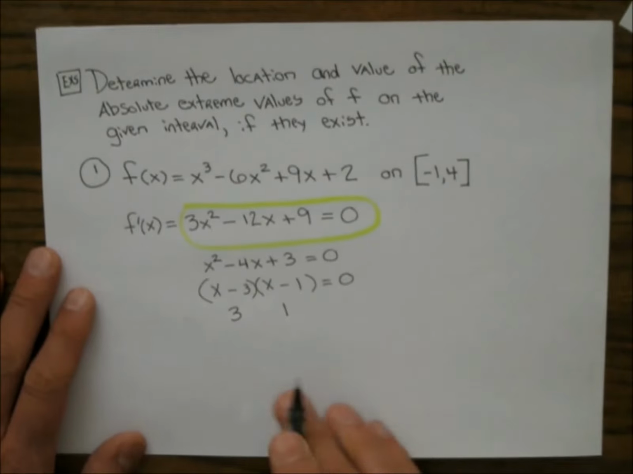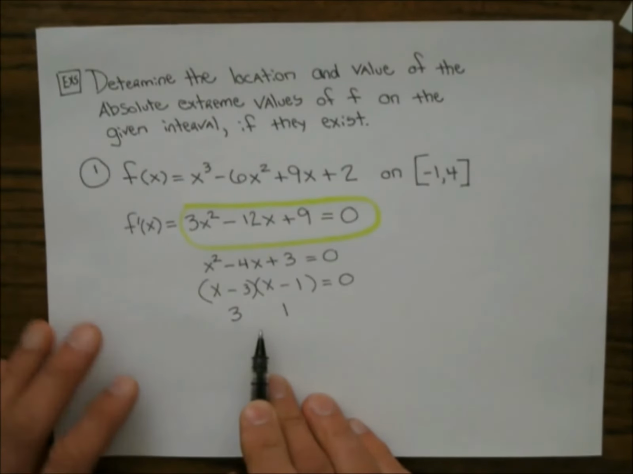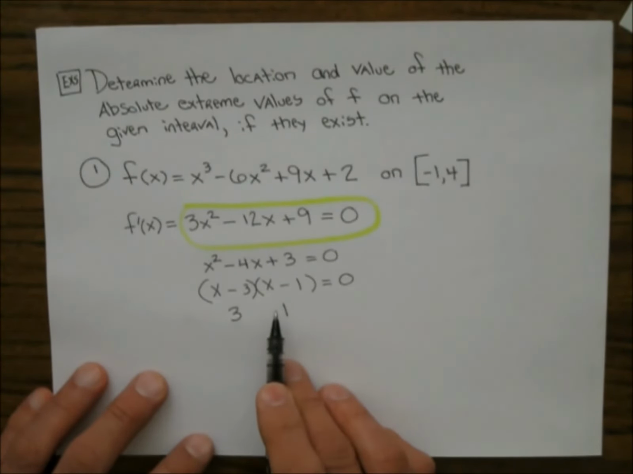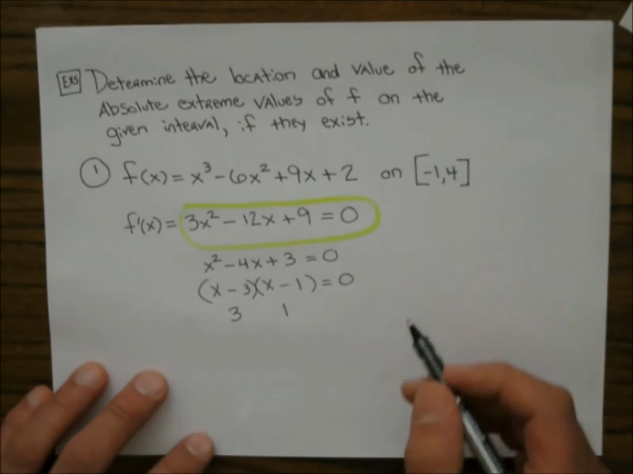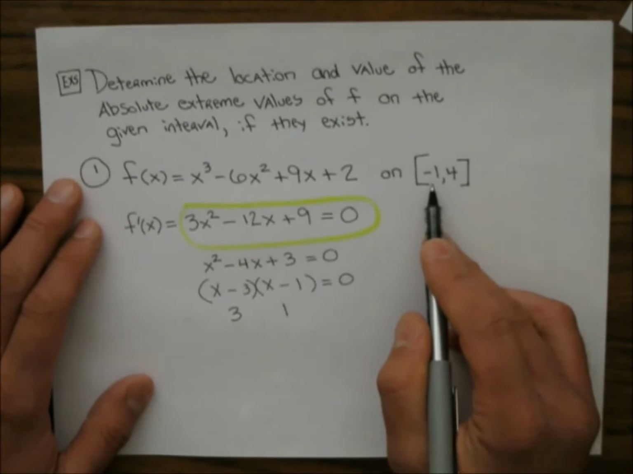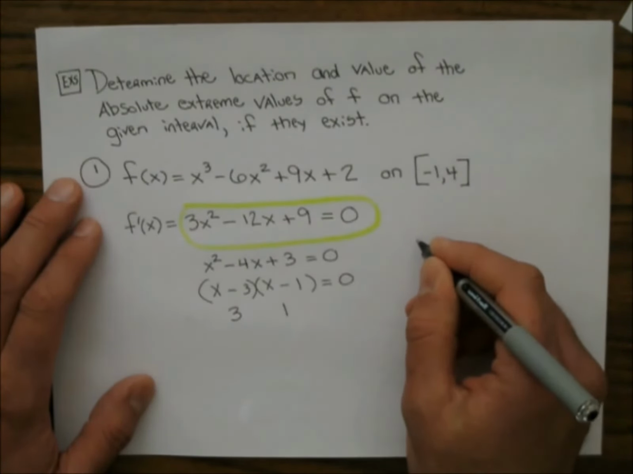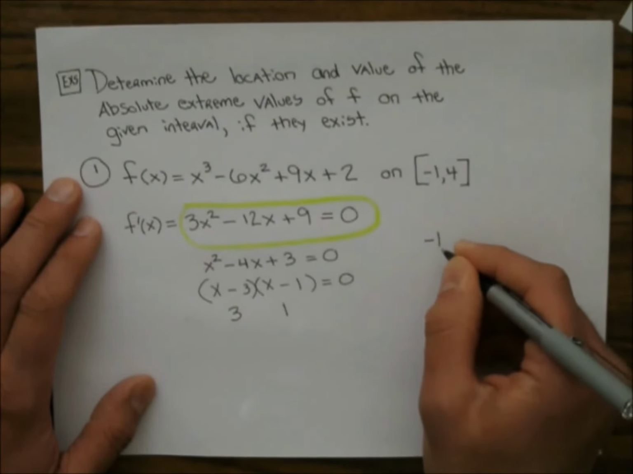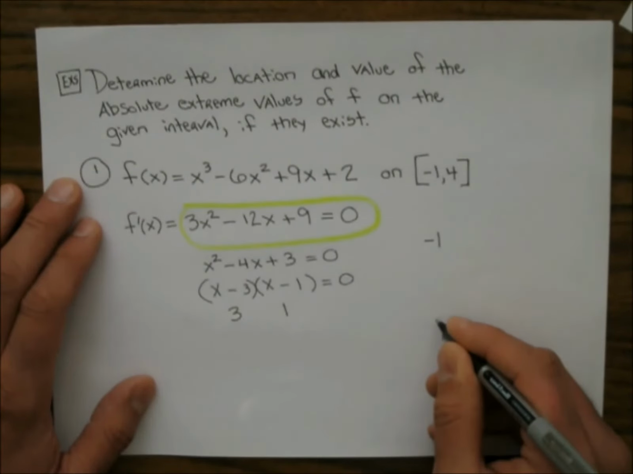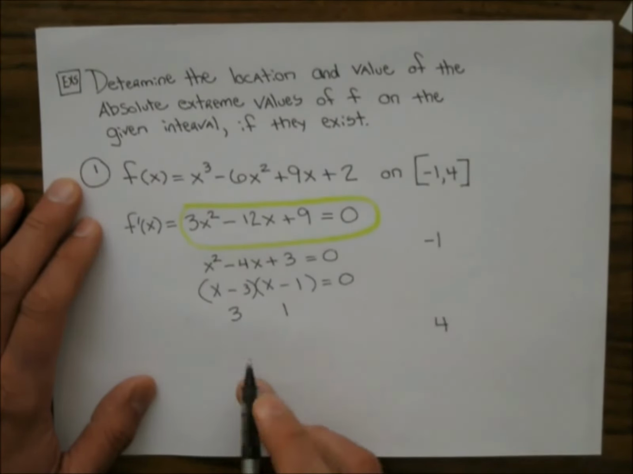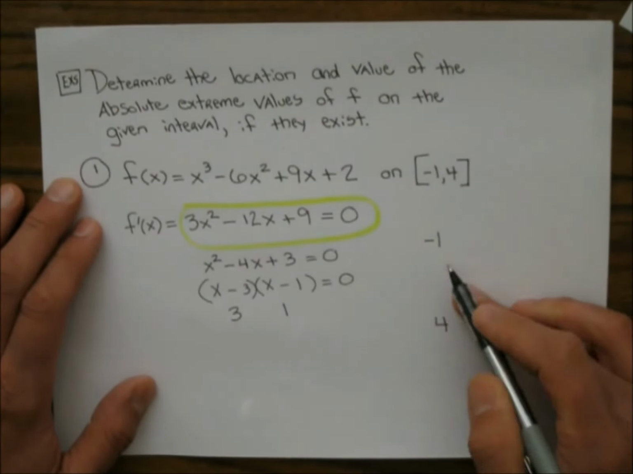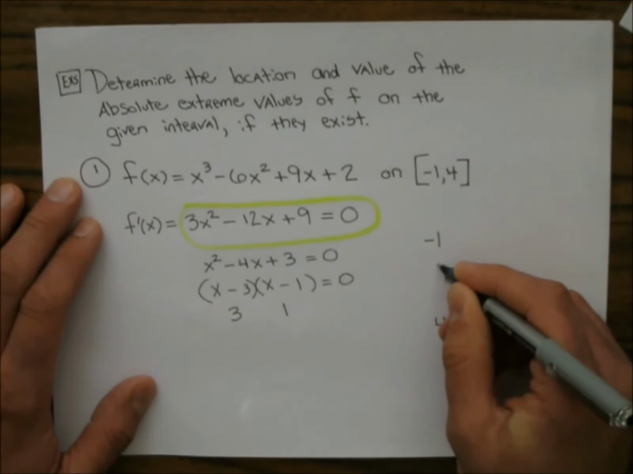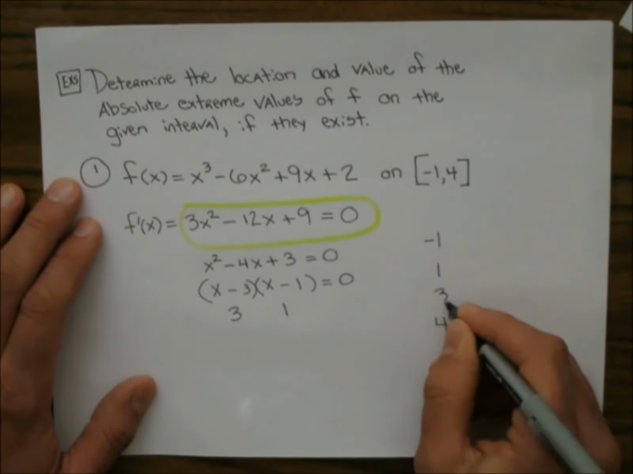The next thing we're going to do to find the absolute min and the absolute max is make a list. So go ahead and put these in order, and I'm going to put them vertical. So this is -1, and then I'm going to put 4 at the bottom, and any critical numbers that fall within those. So yes, we're going to have to check 1 and 3.